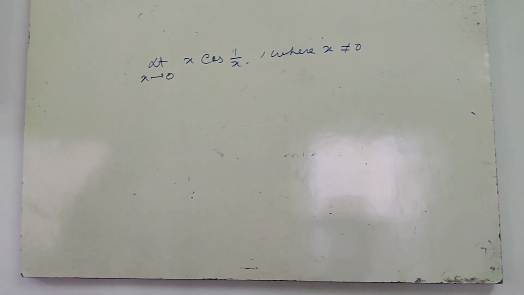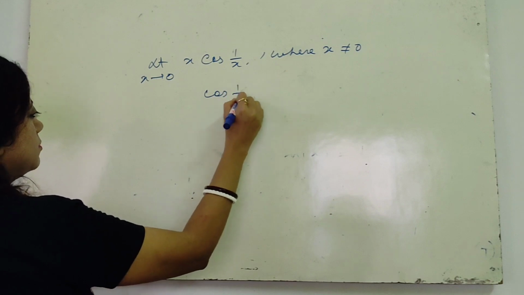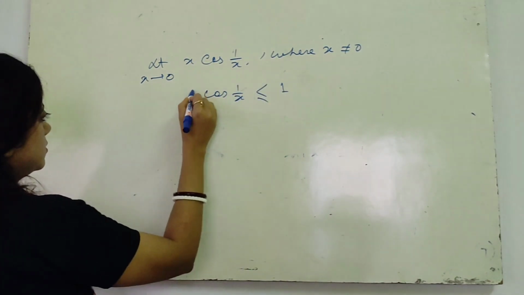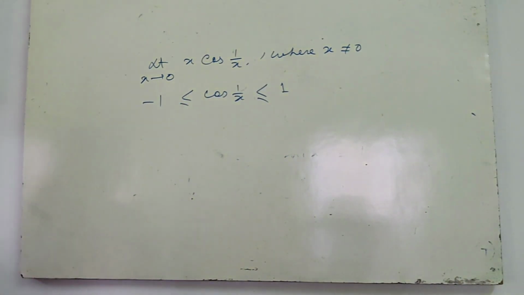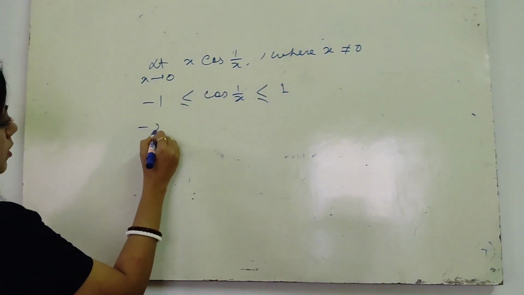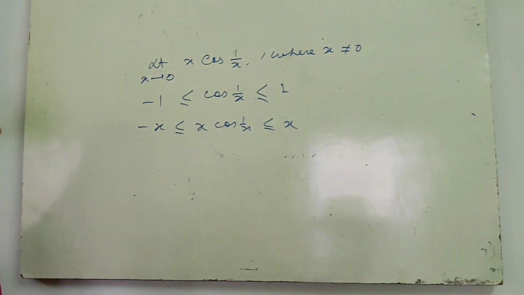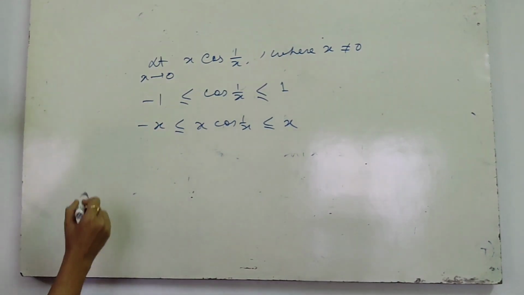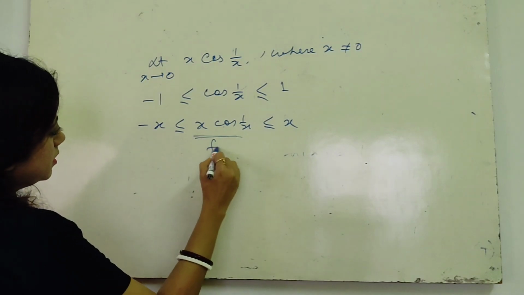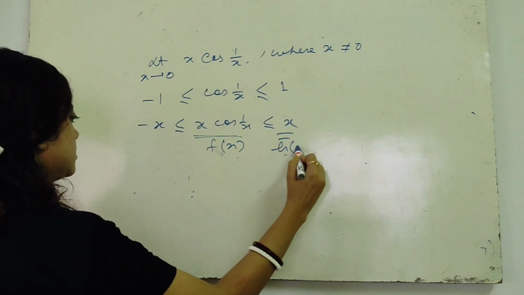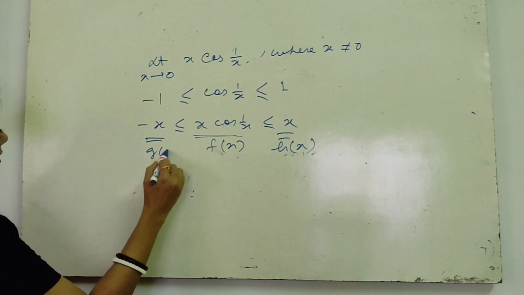Let's begin with that example. The limit as x tends to 0 of x cos(1/x), where x is not equal to 0. As we all know, cos(1/x) is less than or equal to 1 and greater than or equal to minus 1. So we are multiplying by x on both sides. So what we will get is -x ≤ x cos(1/x) ≤ x. Now suppose this is f(x), this is h(x) and this is g(x).